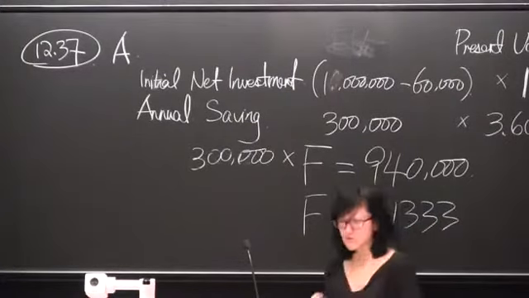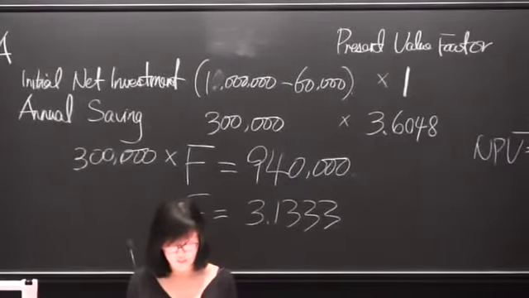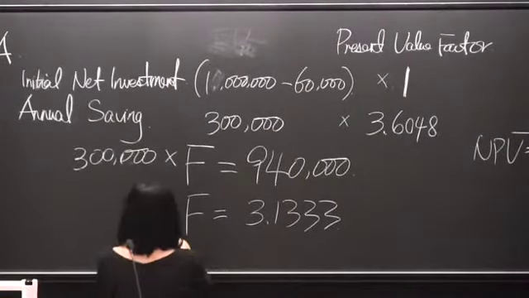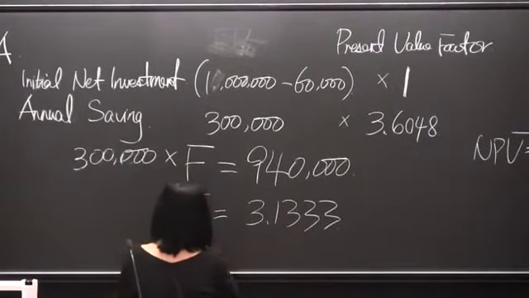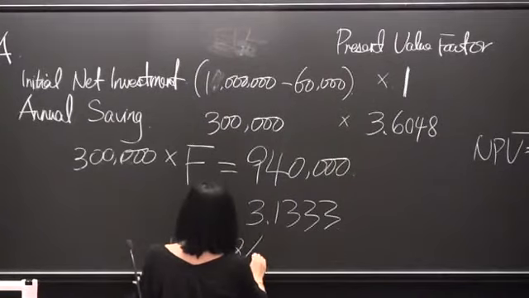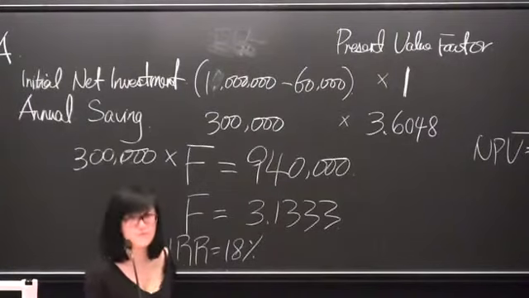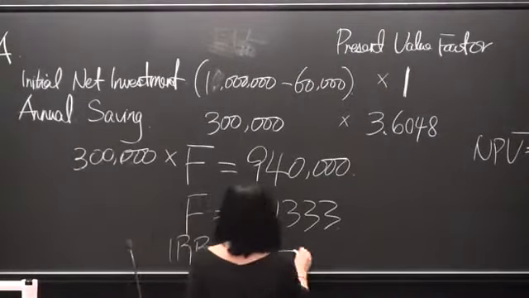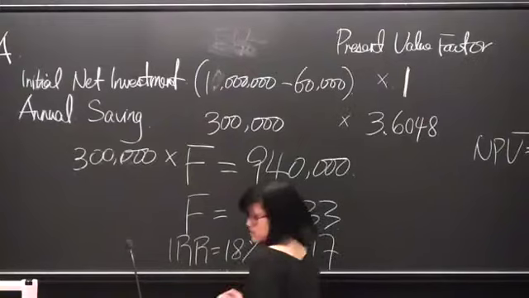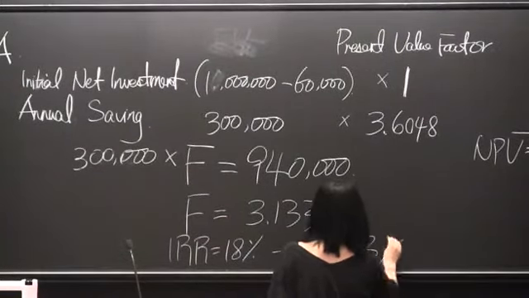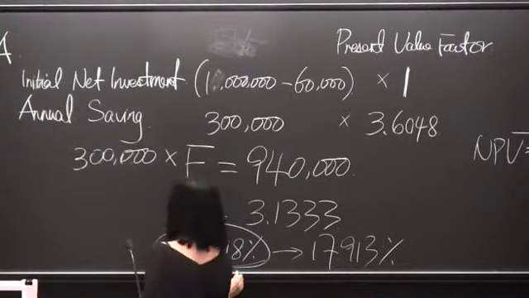3.1333. If you go back to your chart, you look for the factor, and then you look for 5 years. It should give you the IRR to be a bit smaller than 18%. If you know how to do it on a spreadsheet using Excel, it should be around 17.913. But having this is sufficient.